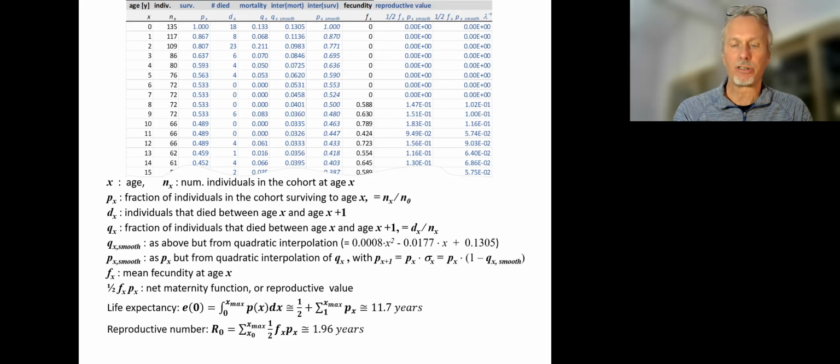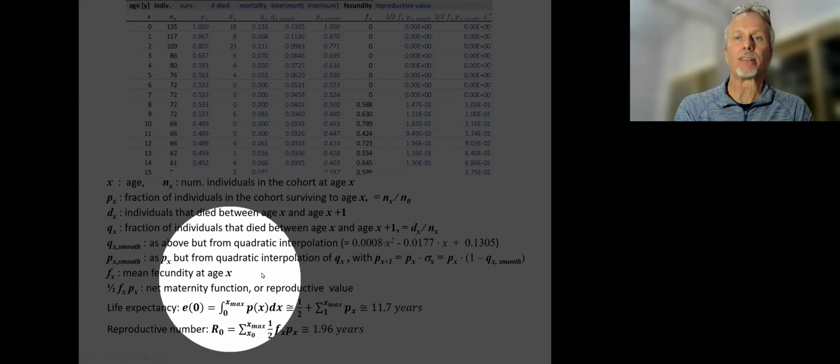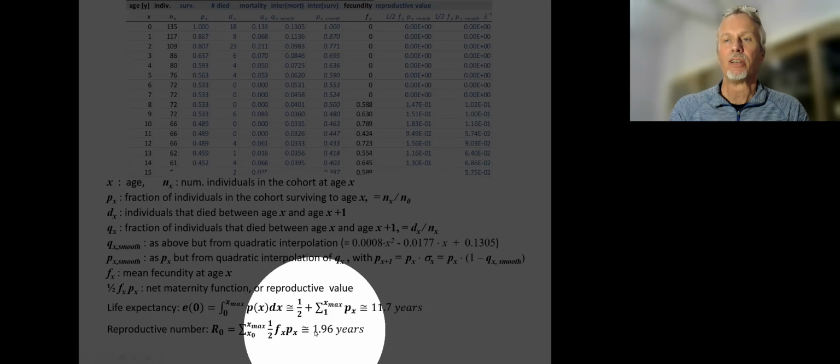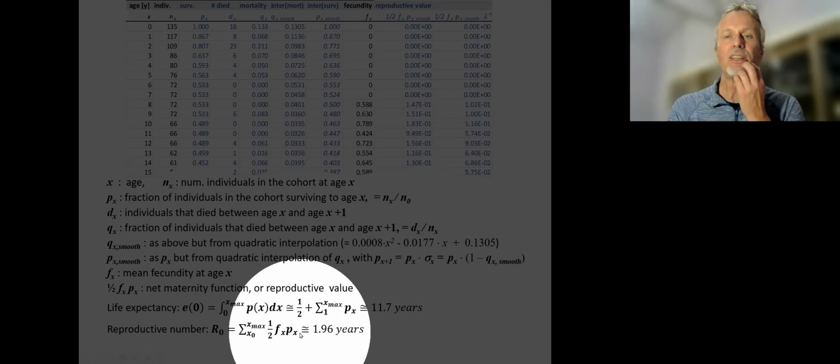Then we can also use the information on the net maternity function and the reproductive value that we computed before. By summing up over all the reproductive ages, we found that this is equal to 1.96, and years is wrong, it's just 1.96, sorry about that.